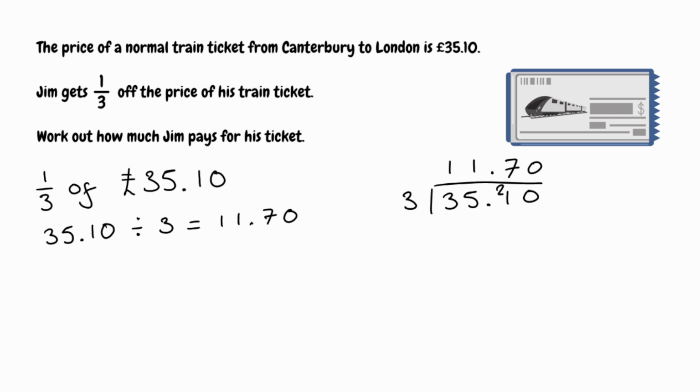So Jim is going to get £11.70 off the usual price of a train ticket. So now we need to figure out how much he's actually going to pay. So all we need to do now is take the normal price of a train ticket, which is £35.10, and we're going to take away this £11.70.